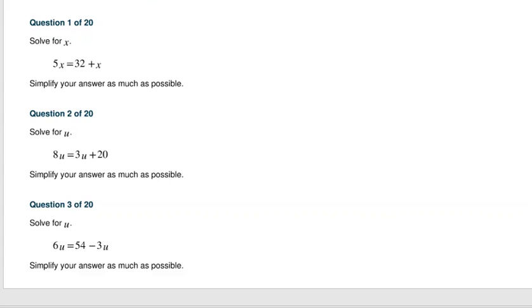I am going to spend a little bit of time and help you with how to do the assignment in ALEKS called Solving Equations with the Variable on Both Sides. Now this is something that we have done a little bit of in Math 7, and this is something that you will do a lot of in Math 8.